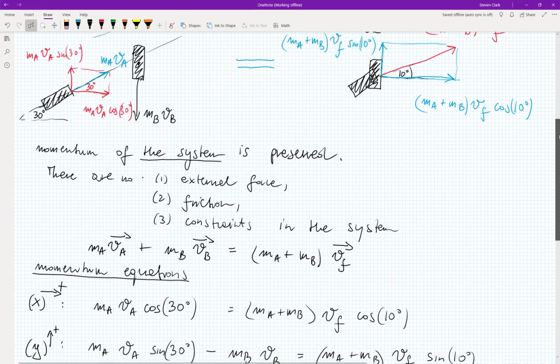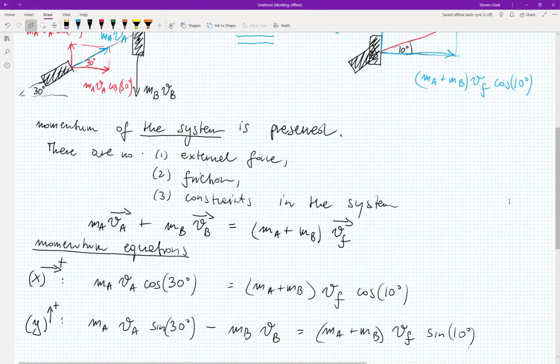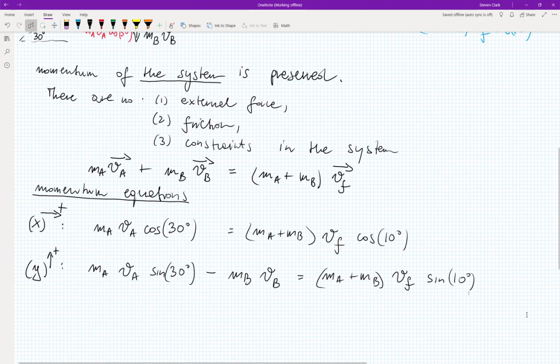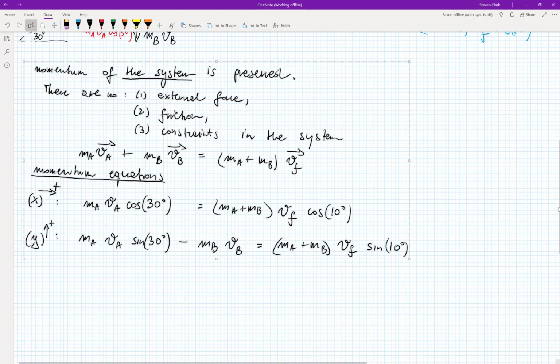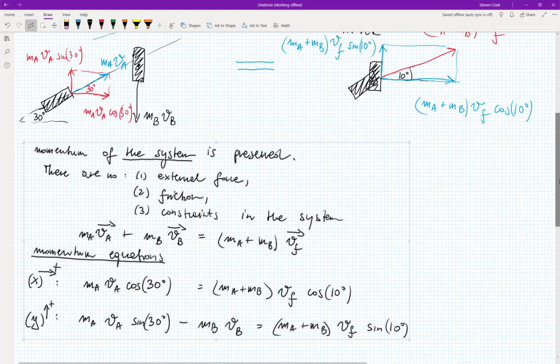Okay, so we are done with our diagrams, and we are also done with our equations. I think it's a good time for questions. Are there any questions?